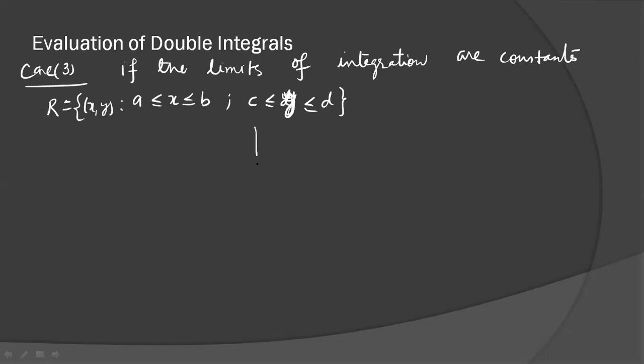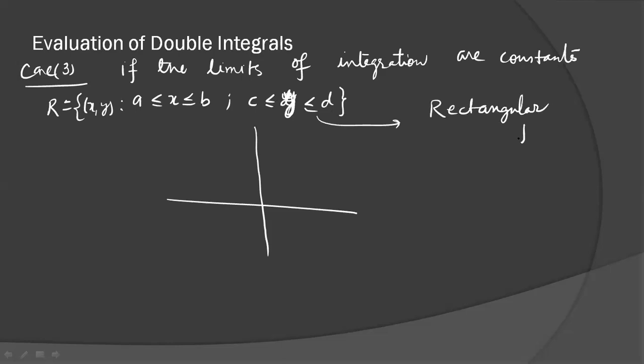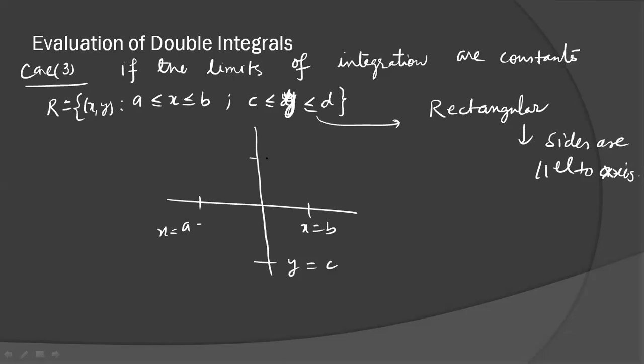Then if we draw the region, always remember in this case the region is always rectangular, and an important point, the sides are parallel to the axes, x-axis and y-axis both. So suppose x is from a to b here, x equal to a is this, x equal to b is this, y equal to c is this, and y equal to d is this. So you will get a rectangular region here. And its sides are parallel to the axes. This is parallel to the x-axis, this is parallel to the y-axis.